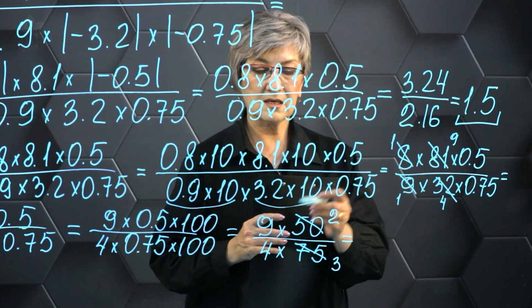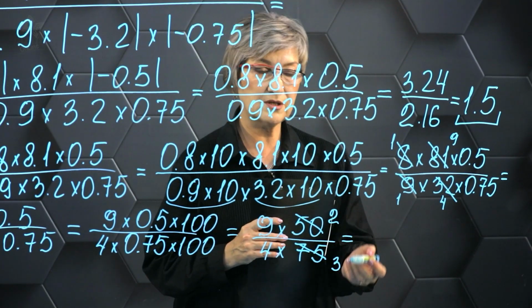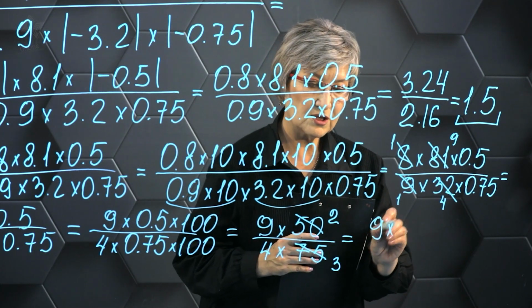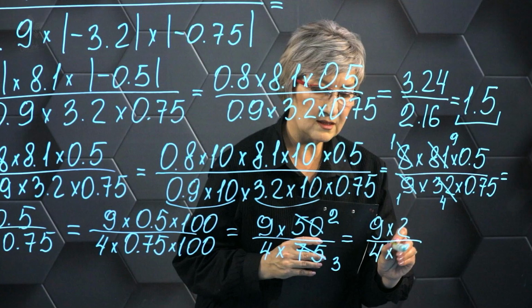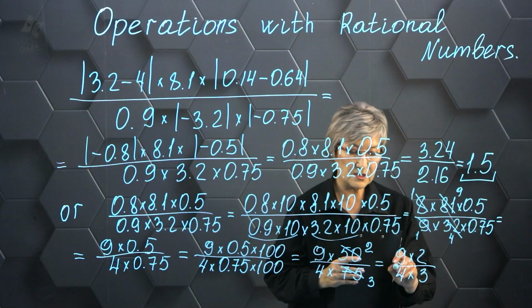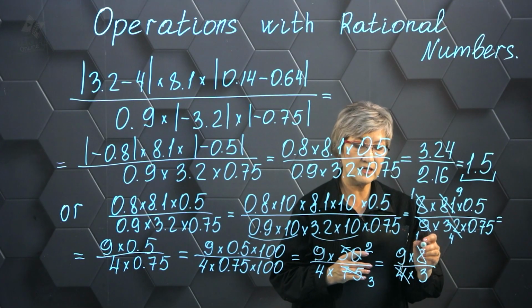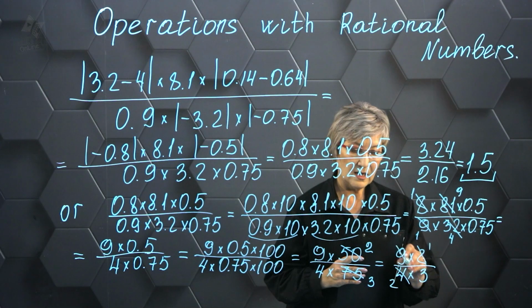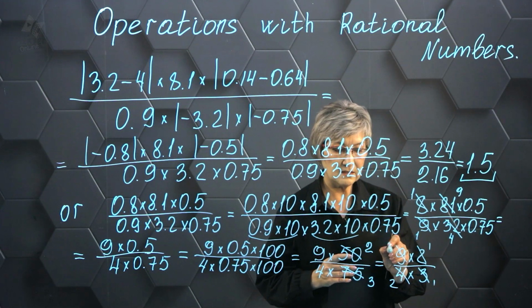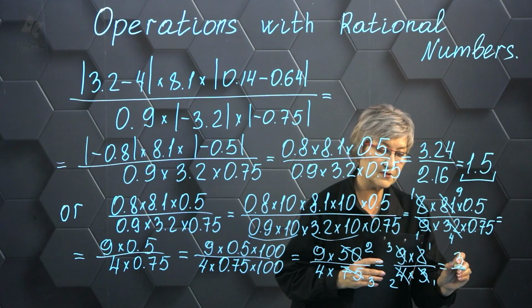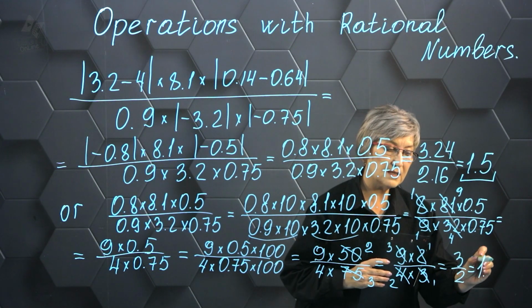We can further divide the number 9 and the number 3. 9 times 2 in the numerator, and in the denominator, 4 times 3. 4 and 2, I can divide by 2. That's 1 and 2. And 9 and 3, I can divide by 3. That's 3 and 1, which is 3 halves, or 1.5.